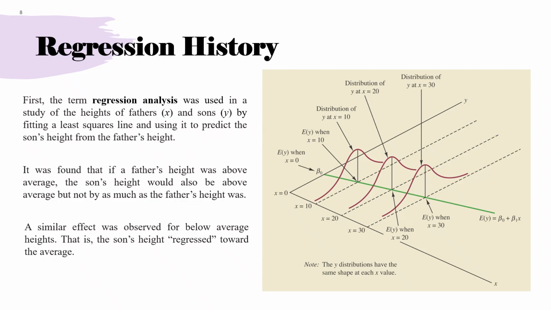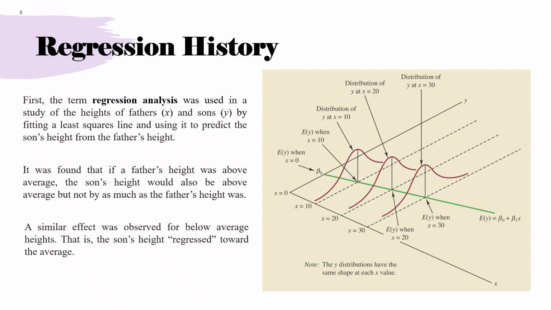This idea is closely related to the historical origins of linear regression. The term regression analysis was first used in a study of the heights of fathers and sons, where a least squares line was fitted to predict a son's height from his father's height. Researchers observed that when a father's height was above average, the son's height was also likely to be above average, but typically not by the same amount. Similarly, when a father's height was below average, the son's height tended to be below average, but not as far below. In both cases, the son's height tended to move, or regress, toward the overall average.